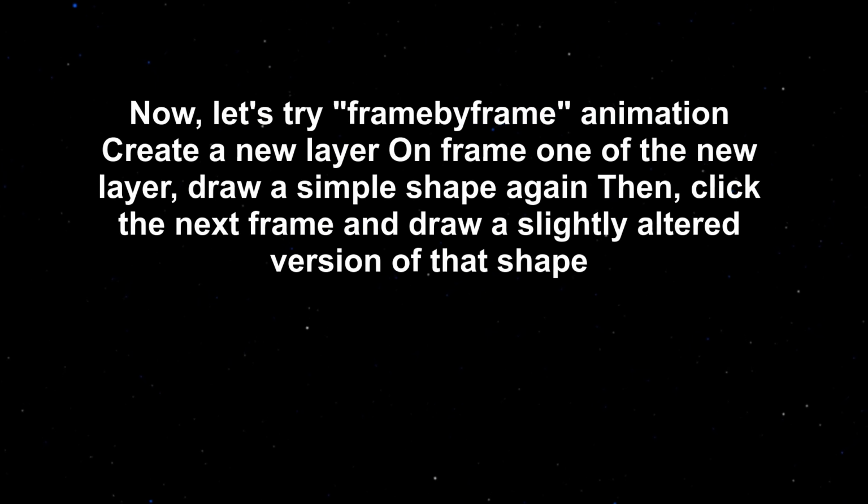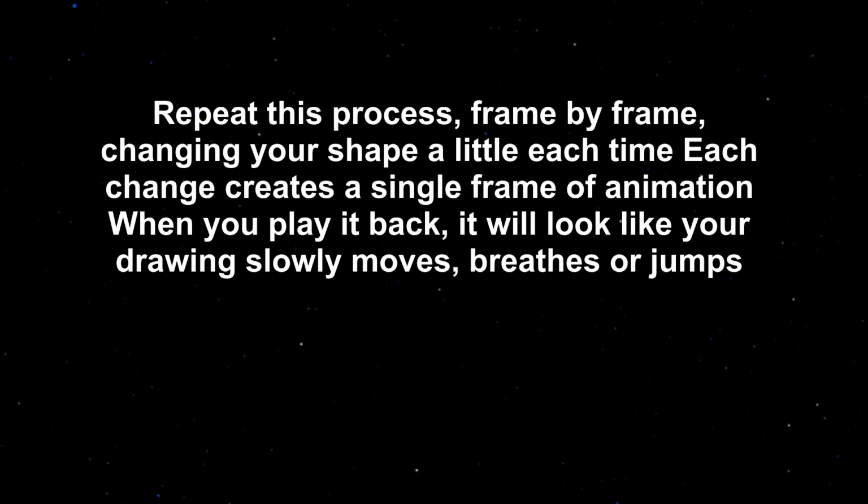Now, let's try frame by frame animation. Create a new layer. On frame 1 of the new layer, draw a simple shape again, then click the next frame and draw a slightly altered version of that shape. Repeat this process frame by frame, changing your shape a little each time. Each change creates a single frame of animation. When you play it back, it will look like your drawing slowly moves, breathes, or jumps.